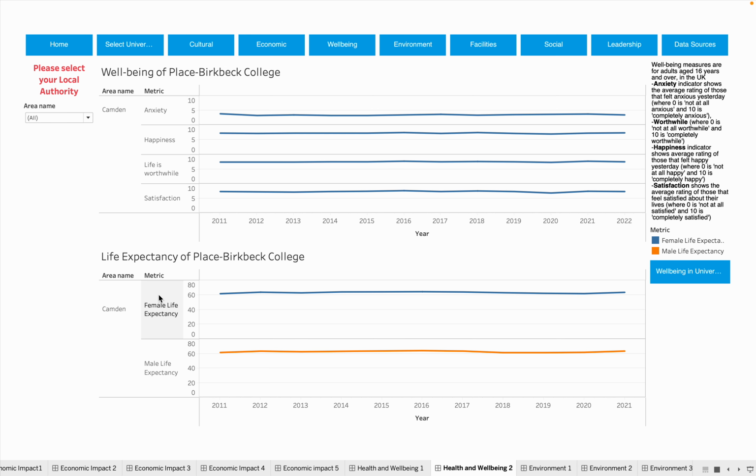And also female and male life expectancy. Obviously, we want to see some increases here, and female life expectancy is slightly increased. And I think the same is applicable for male life expectancy in Camden as well. So this is the end of the well-being domain. The next domain we can have a look at is environment.